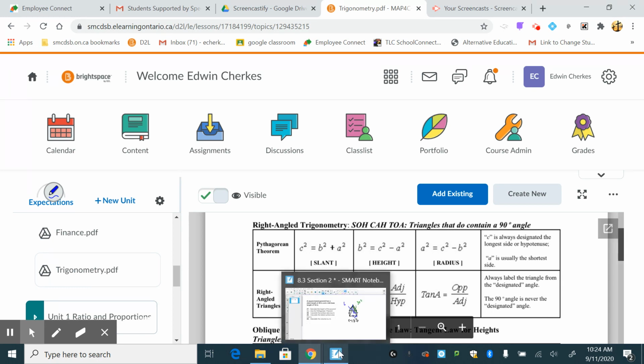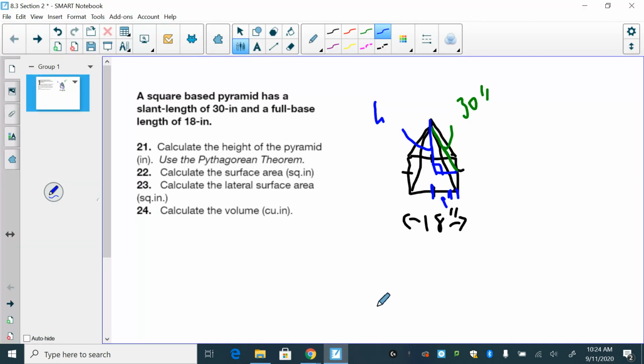Okay, so b squared equals c squared minus a squared. The slant length is your c squared. That's your hypotenuse. So I'm going to use h squared just because I'm solving for the height. So h squared equals the slant length, 30 squared, minus, now remember I'm using 9 because I'm using this smaller triangle, so 9 squared. You could just plug that in. So you've got 30 squared minus 9 squared equals.